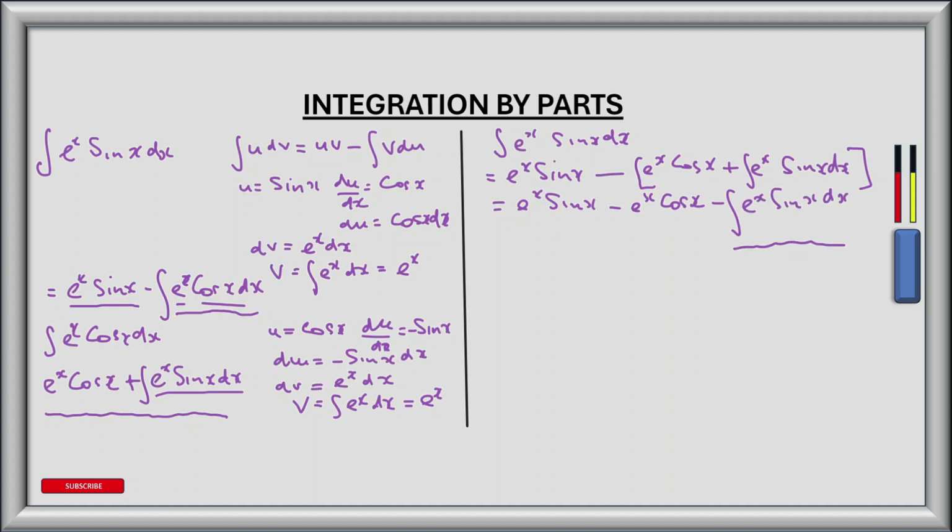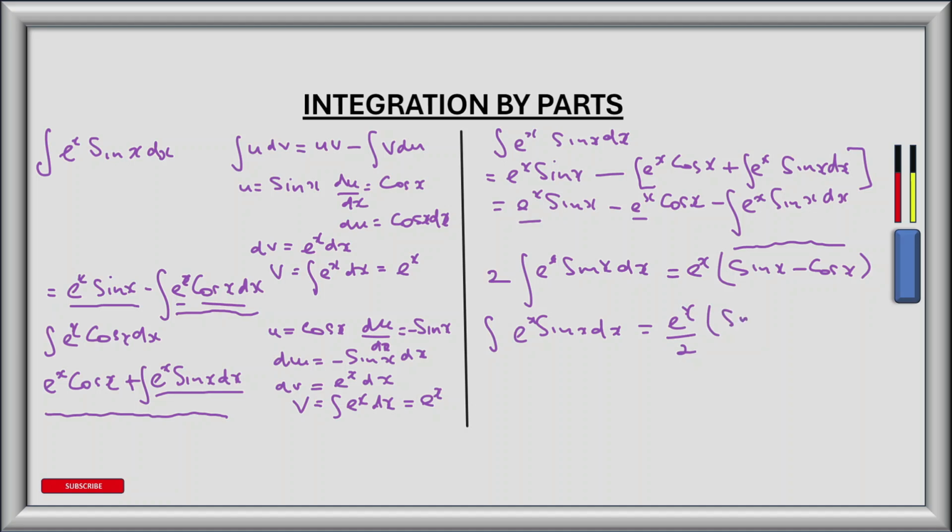So now if we take this minus integral of e to the x sine x dx across the equal sign, we can combine it with what's on the left hand side. So we then have 2 into the integral of e to the x sine x dx is equal to, and we'll take e to the x outside a bracket. So e to the x multiplied into sine x minus cos x. Therefore, our integral of e to the x sine x dx is equal to e to the power of x divided by 2 multiplied into the bracket of sine x minus cos x plus the constant of integration.